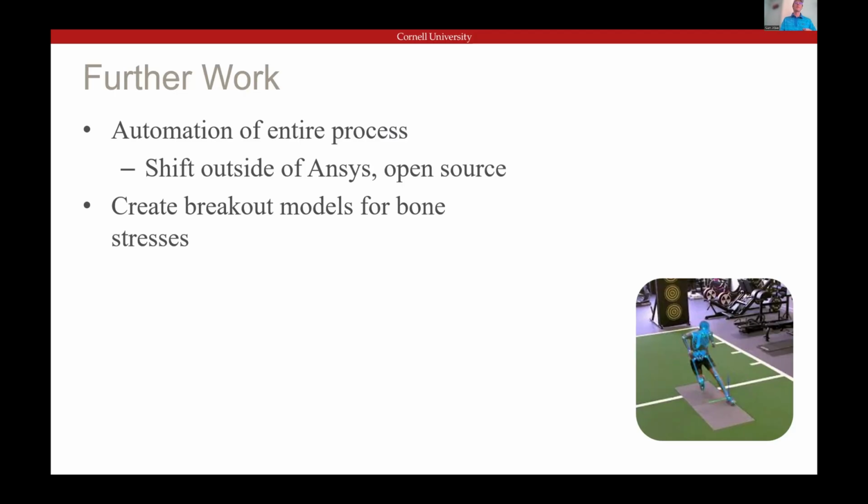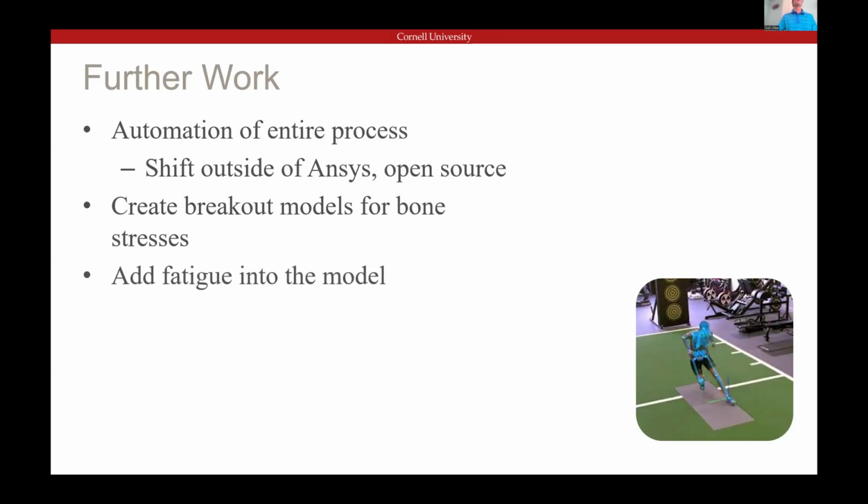The same thing can be applied with the bone. Since the bone is being modeled as rigid, it has zero stress on it. It can't deform and it can't be stressed. So we would take a model of a bone, apply the loads that we produced in the FEM, and we would now be able to predict bone stresses.